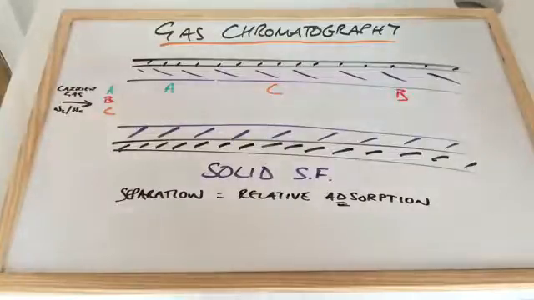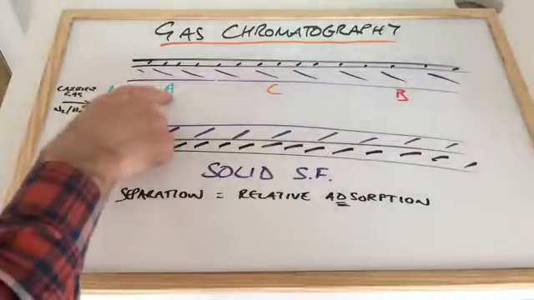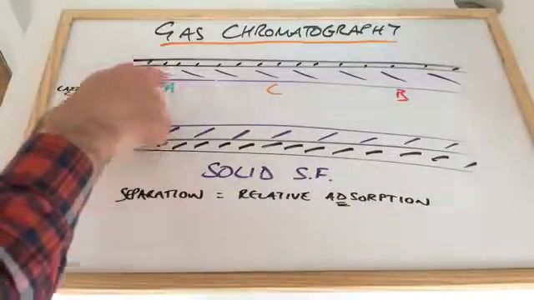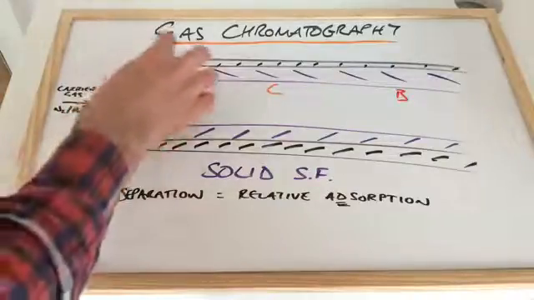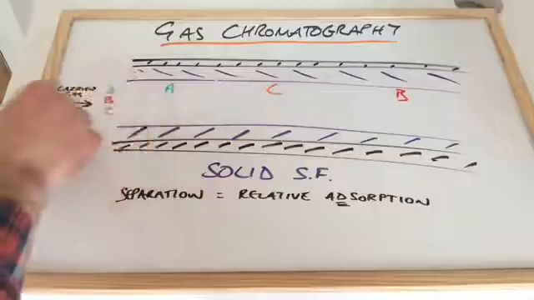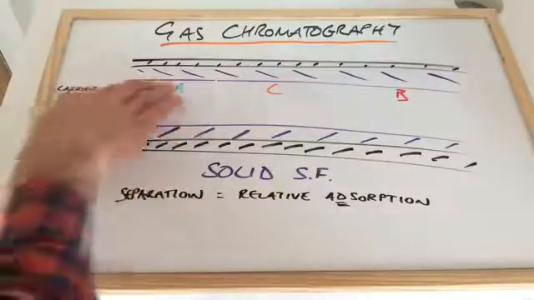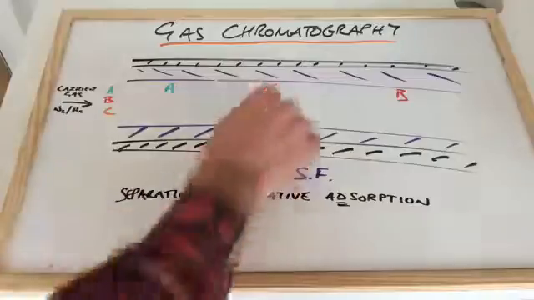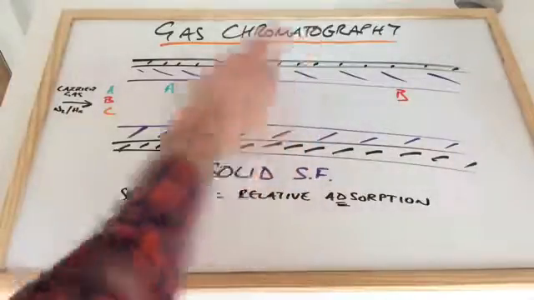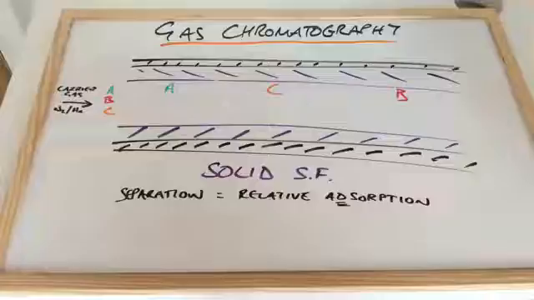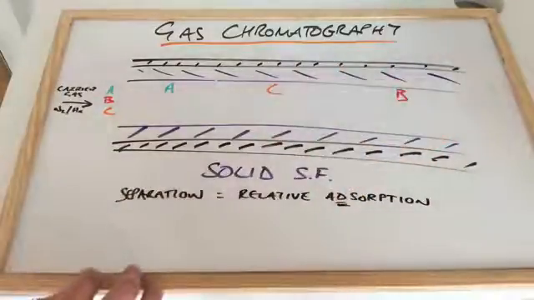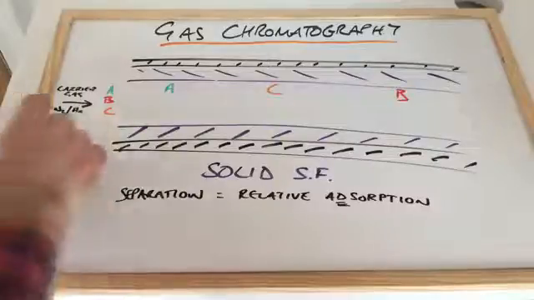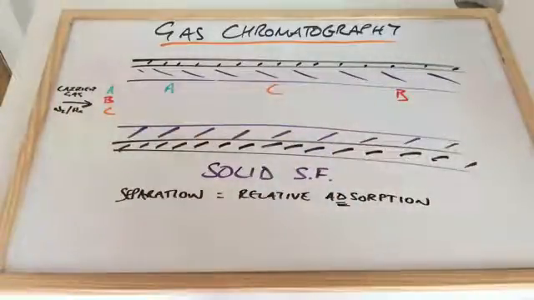So what does that mean in terms of the relative adsorption? Well, obviously A must be interacting quite strongly with this stationary phase. So this is adsorbing quite strongly with the stationary phase, which means the carrier gas is struggling to take it through. C is adsorbing the next strongest, and B is probably not really adsorbing at all with the stationary phase, and so the carrier gas can send it through quite easily.